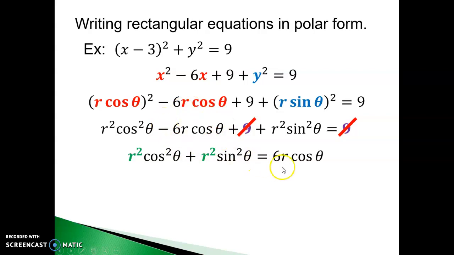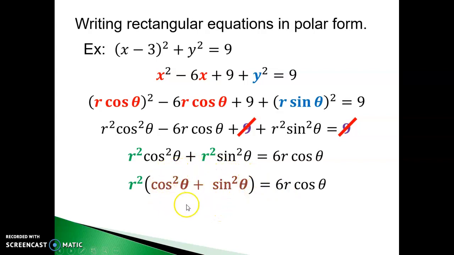And so not only did I subtract the 9s from both sides, but I went ahead and added this 6r cosine theta to the right-hand side because I noticed I have r squareds on the left, so I'm going to make that 6r cosine theta on the right. So on the left, I'm going to go ahead and factor out the r squared. That leaves me with cosine squared theta plus sine squared theta, and that's equal to 6r cosine theta. And so then this is that Pythagorean identity that's near and dear to my heart. So sine squared theta plus cosine squared theta is equal to 1. And so that means r squared is equal to 6r cosine theta.